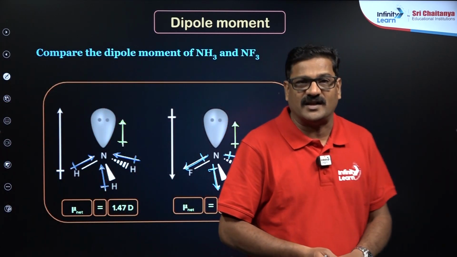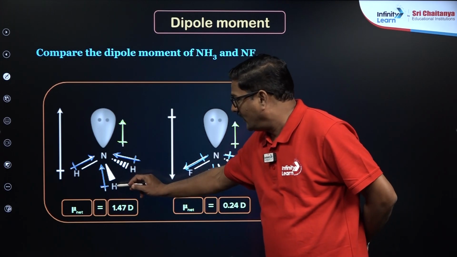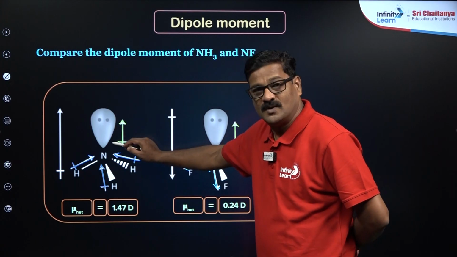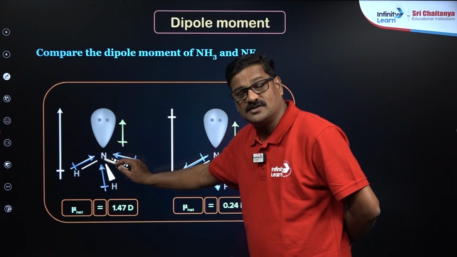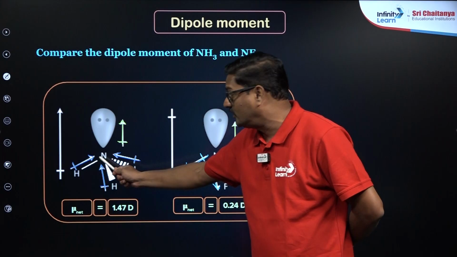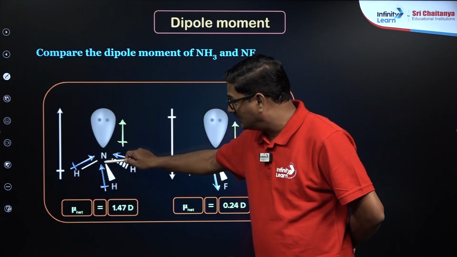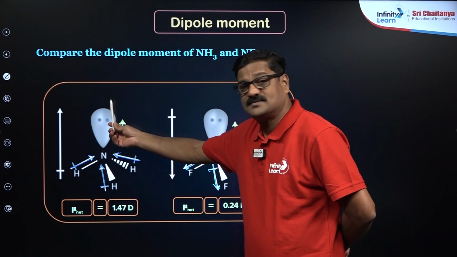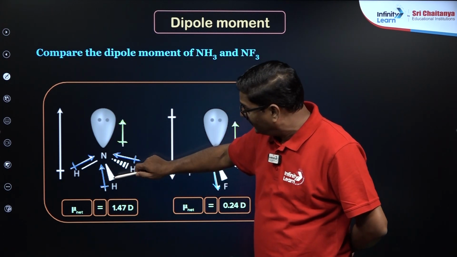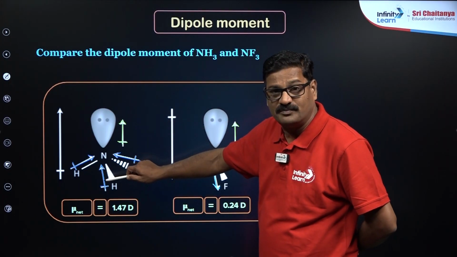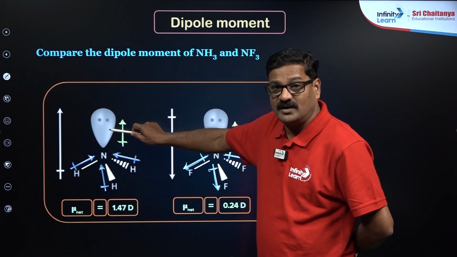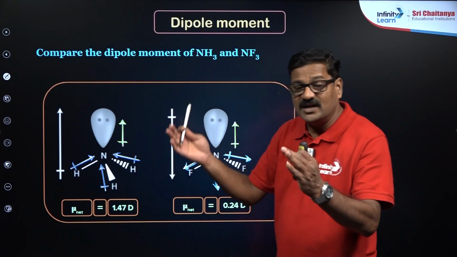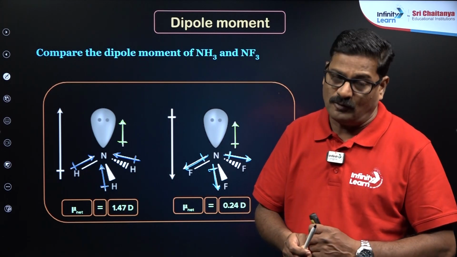In NH3 and NF3, nitrogen, hydrogen, hydrogen, hydrogen, and there is a lone pair. So the nitrogen is more electronegative than hydrogen, therefore the bond moment is in this way, bond moment in this way, and bond moment in this way. And the lone pair also has a lone pair moment. You can see the direction of the bond moments and the lone pair moment. The lone pair moment is added with the bond moments. So there is an addition in the moment of the electron flow.